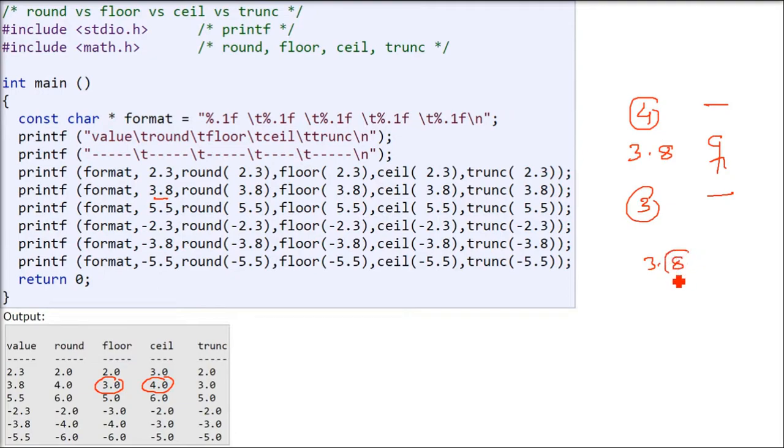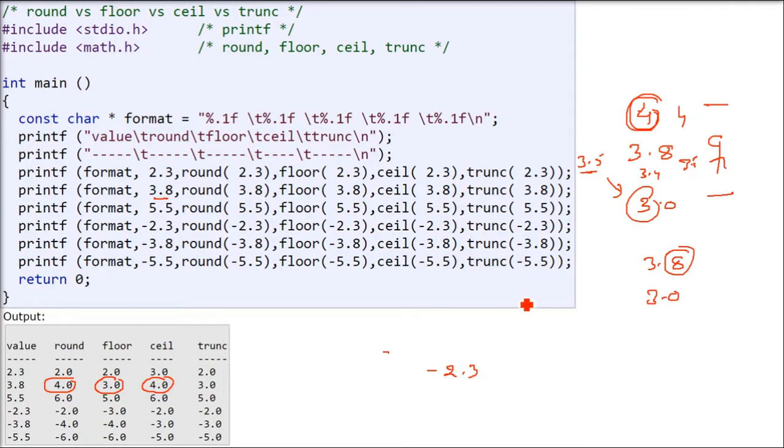Truncation will simply make the decimal part vanish. So for 3.8, you will get the result as 3. And what about round? What is the mid value between 4 and 3? It's 3.5. So 3.8 is coming between 3.5 and 4, so you will get 4. One more thing, when 3.5 comes, it will take the higher number, 4. From 3.5 till 4 it will take 4 only. Between 3.0 and 3.4 it will take the lower value.